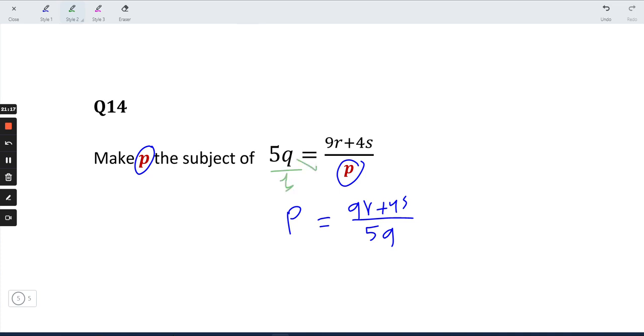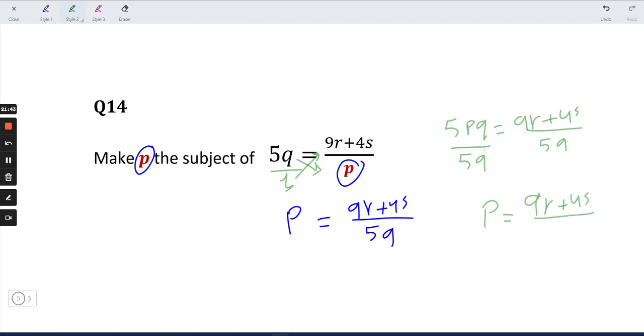This is over 1, cross multiplication, that means you will get 5pq equals 9r plus 4s. Dividing both sides by 5q, you will get p equals 9r plus 4s over 5q.